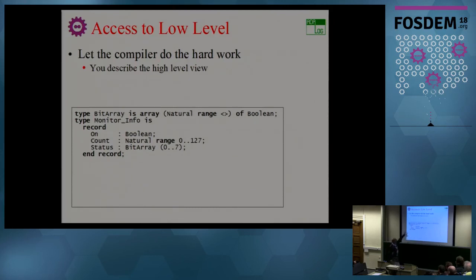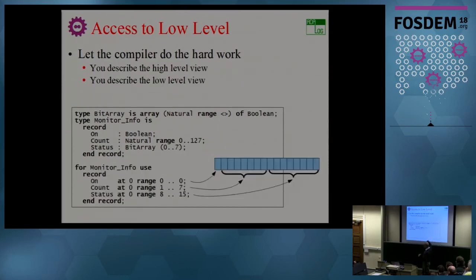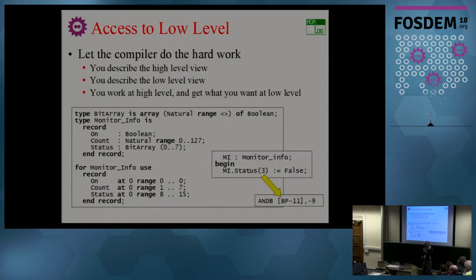I'd like to show you this because it's important. Here, how do we access the low level from a high-level approach? First, imagine this represents some hardware register. I give a description as a record, like a struct if you want. Then you can have what is called a representation clause that will tell you bit by bit where the various components are. So this syntax means that the boolean is bit 0, the count is bits 1 to 7, and the status is bits 8 to 15, exactly at the bit.